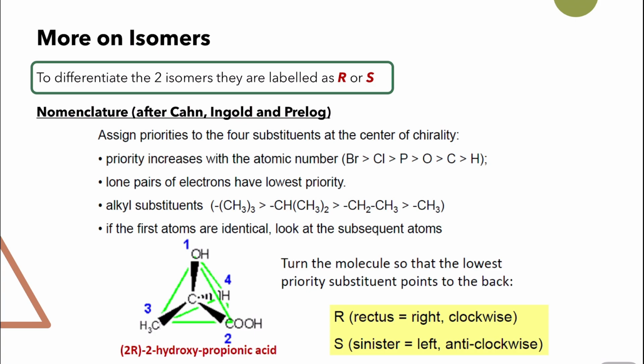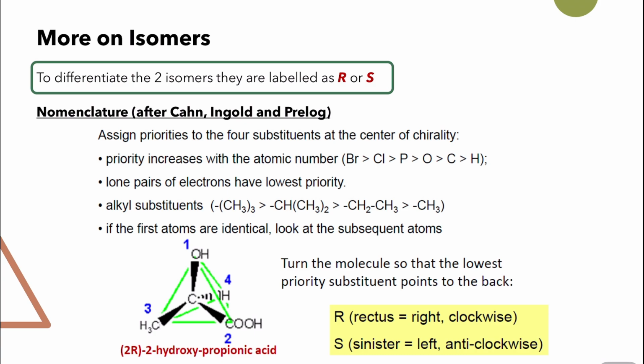So if you remember the priority, the priority increases with increase of the atomic number. So something like bromine will be given priority over chlorine, over phosphorus, over oxygen, over carbon, which is over hydrogen. So hydrogen will always be given the least priority because the atomic number of hydrogen is simply 1. If you have a lone pair of electrons, it will be given even less priority, but we are not really talking about lone pairs because all the enantiomers we are talking about have a chiral carbon, so there is no lone pair here.